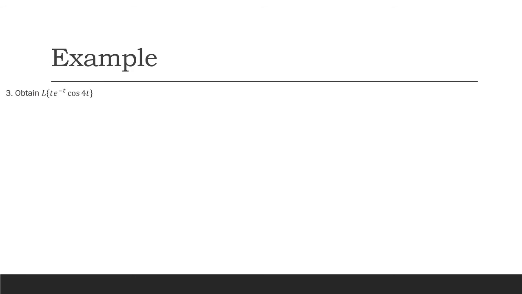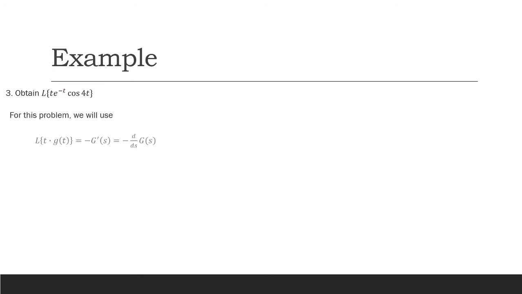Next example, we have obtained daw the Laplace transform of t e raised to negative t cosine 4t. So kung napapansin, itong function na to is medyo mas mahaba na siya. We actually have 3 na products ng mga functions na inaano natin kanina na identify. So for this one, wala yan directly katumbas dun sa table natin.